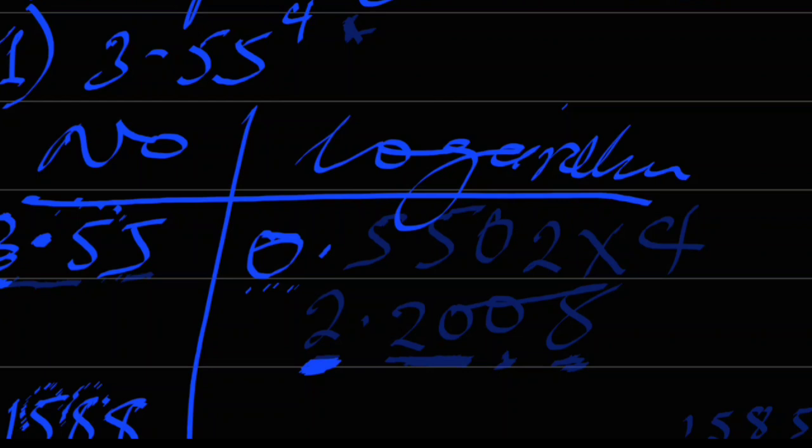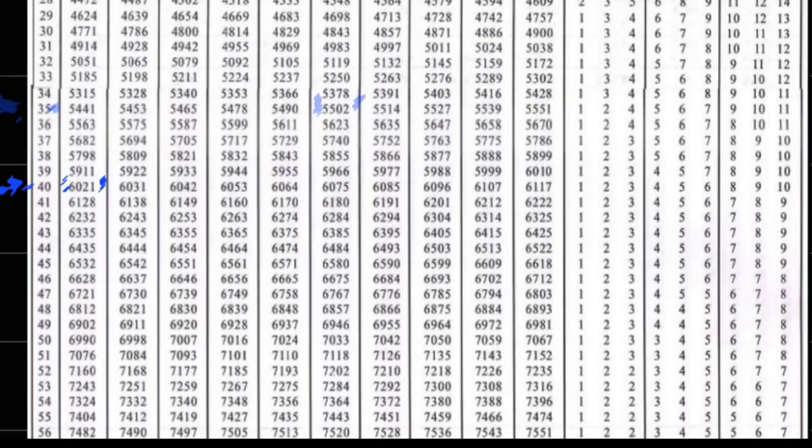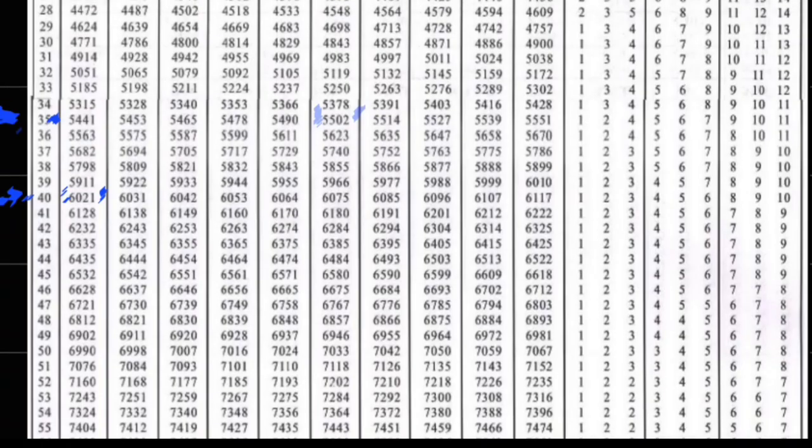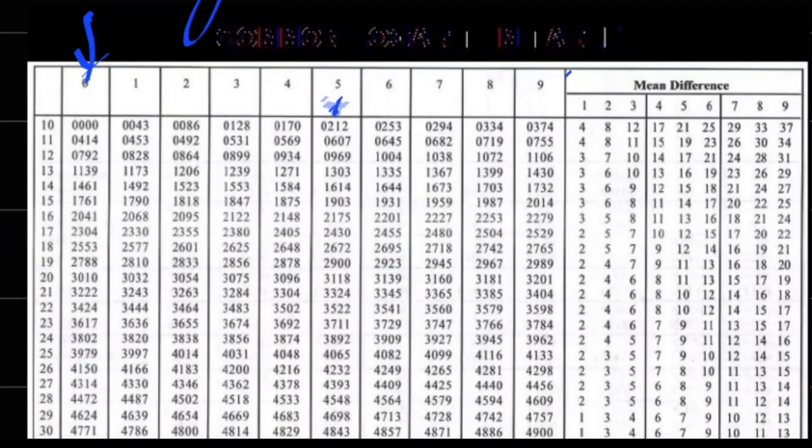Step 2, we'll check the logarithm. 35, we'll check 35 under 5. So we'll scroll to the logarithm table and check 35 under 5. This is 35 here. We'll check under 5.